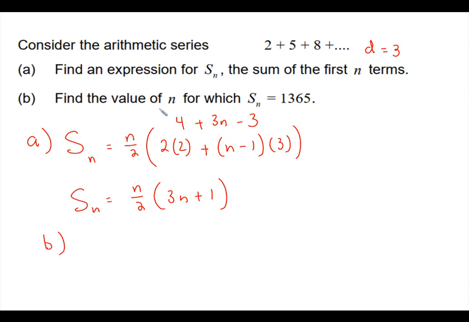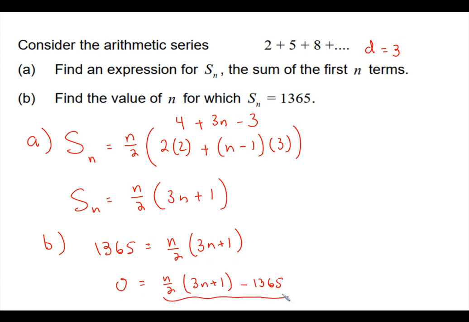So part B says we're going to find the value of n for which the sum is going to equal 1,365. So we have 1,365 is going to equal n over 2 times 3n plus 1, right? So what I'm going to do is I would just make this equal 0 and then graph it on a calculator and then find the x-intercept, right? So basically you want to make this equal 0, right? So it's going to be 0 is equal to n over 2 times 3n plus 1 minus 1,365. So we're going to take this right here, we're going to graph it on the calculator, and then we're going to find the x-intercept, right?